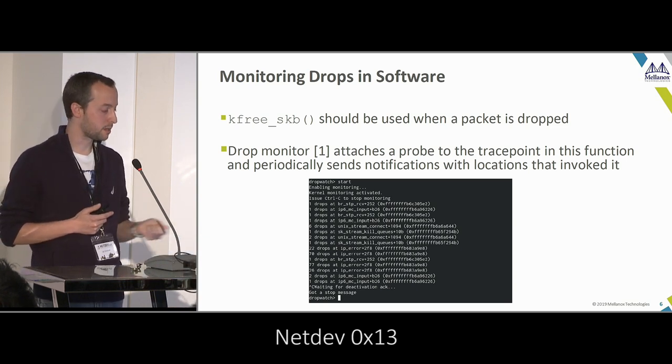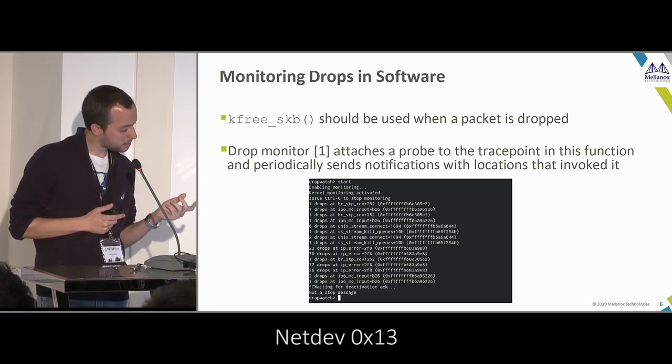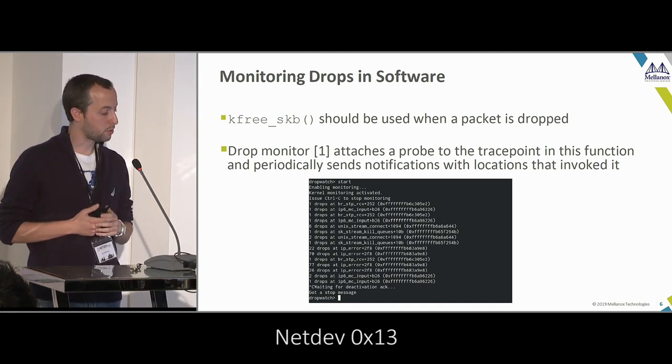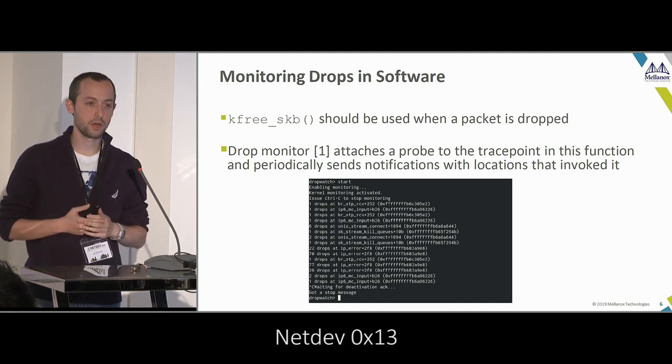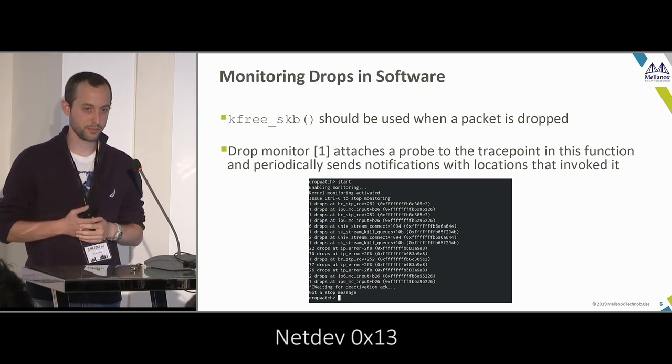In this example you can see that I had 77 packets that were dropped due to IP error, and this is because I inserted a black hole route that was dropping these packets.